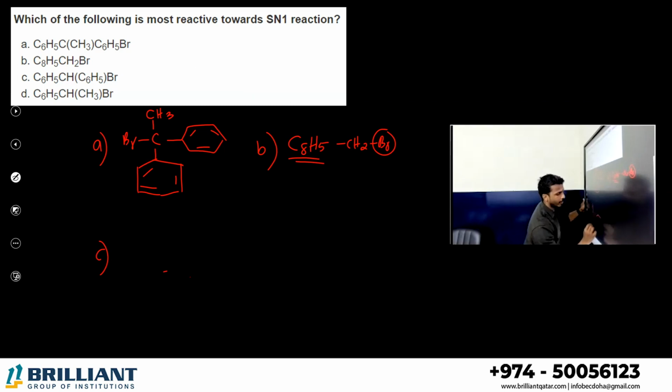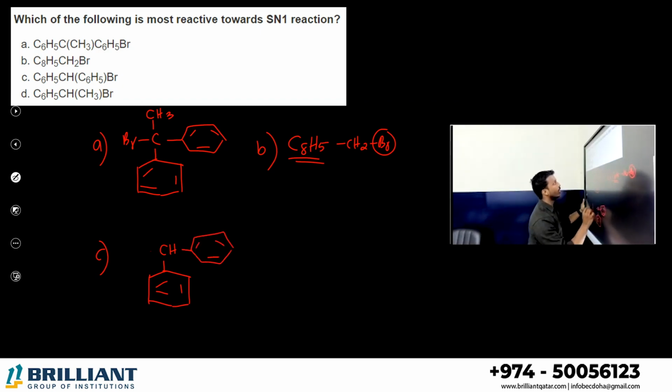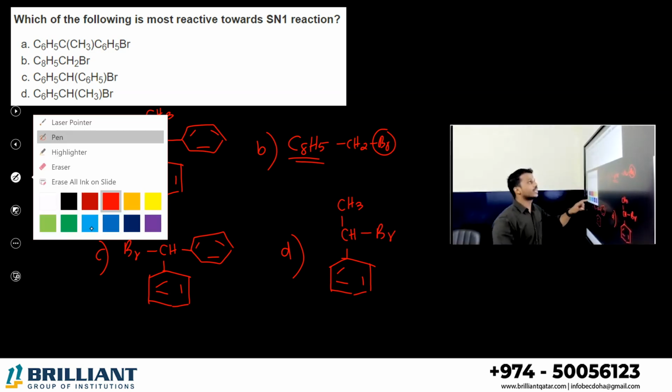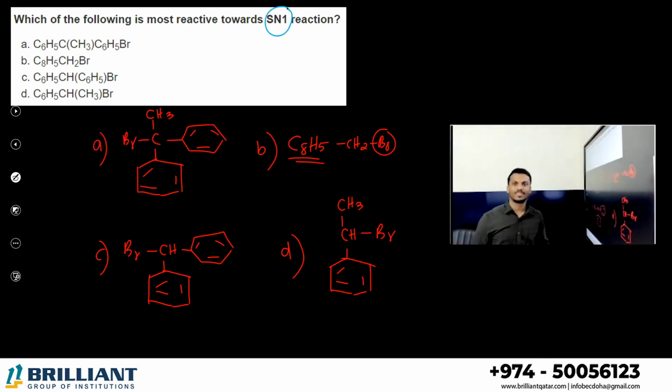Option C. C6H5 means phenyl ring with one CH carbon. On the CH carbon, again one phenyl ring with one bromine. What is option D? C6H5 phenyl ring with one CH carbon, and there is a CH3 carbon with one bromine. Question, dear student, SN1 mechanism. SN1 mechanism is followed by the stability of carbocation.